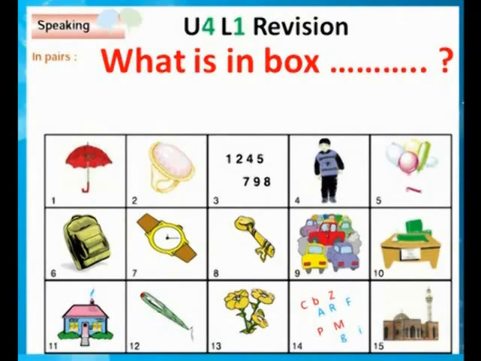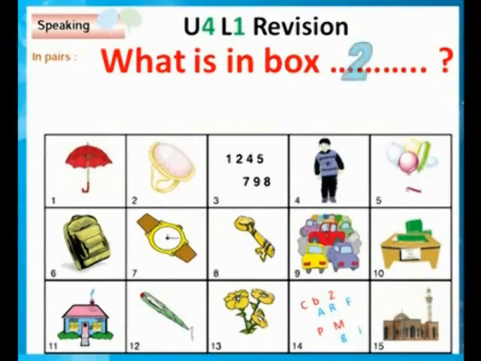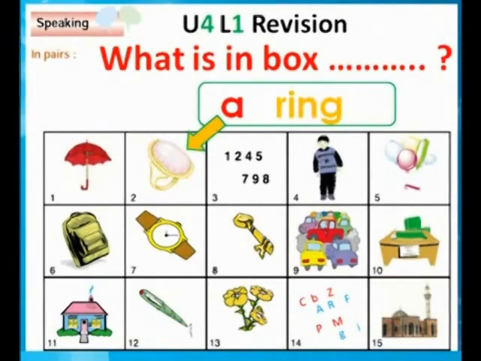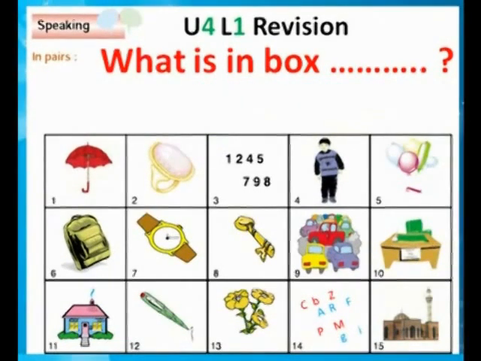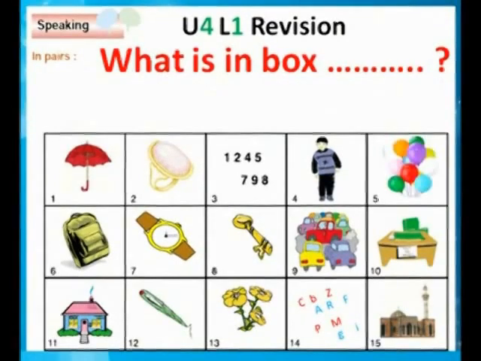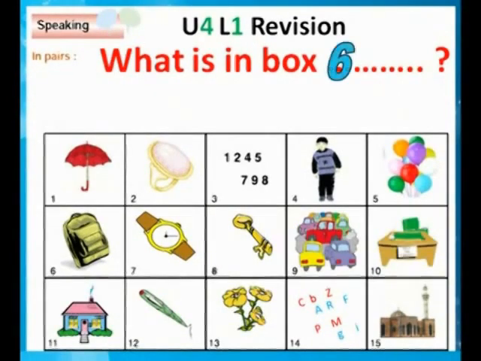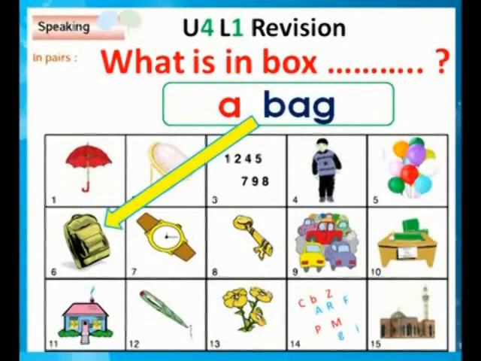Unit 4, Lesson 1, page 31. What is in box 1? An umbrella. 2. A ring. What is in box 3? Letters. What is in box 4? A boy. What is in box 5? Balloons. What is in box 6? A bag.